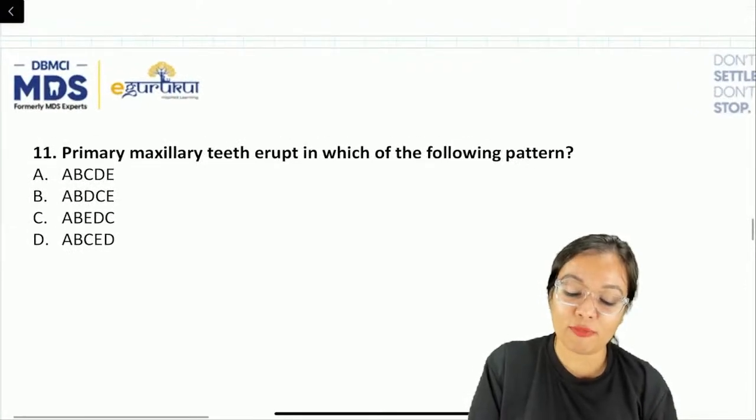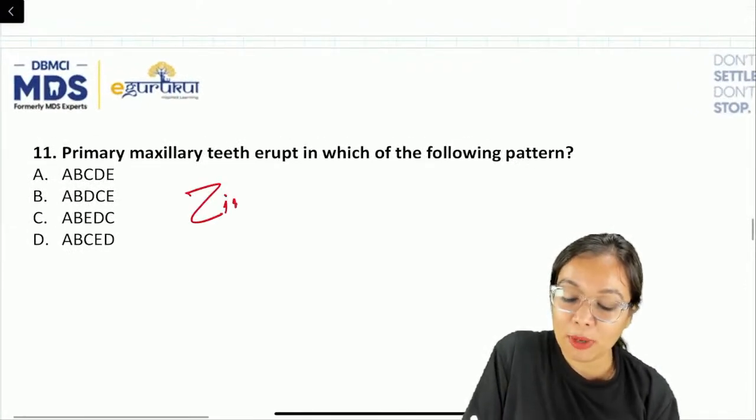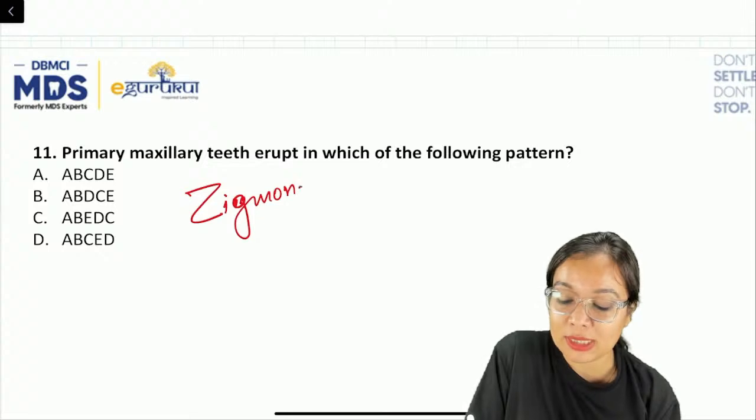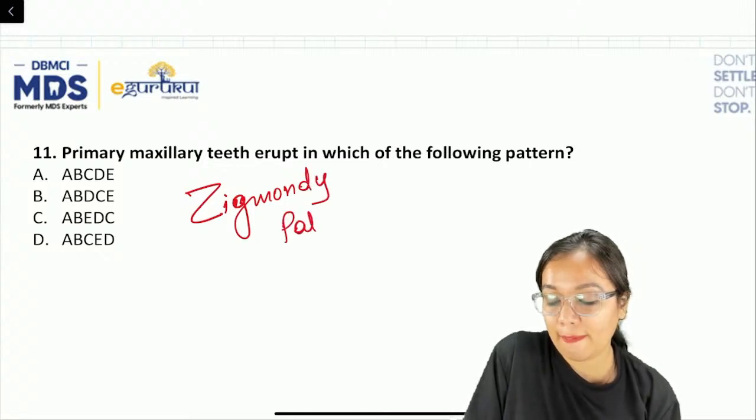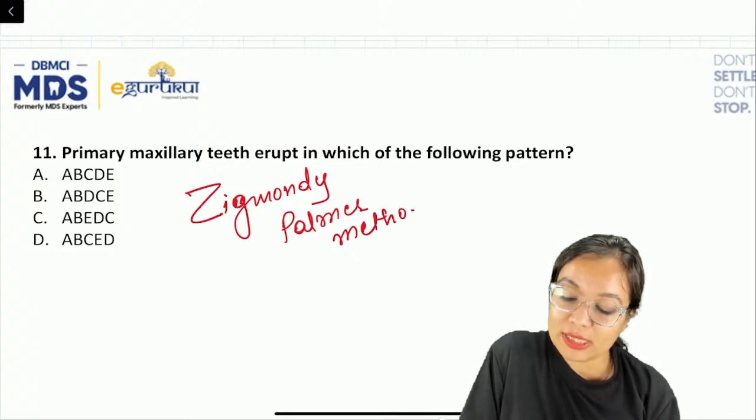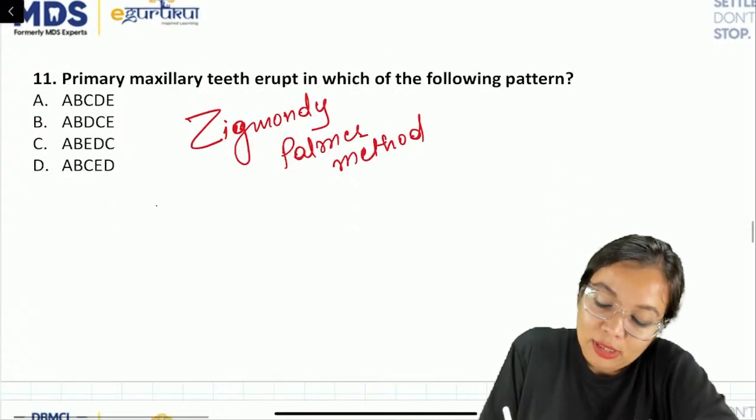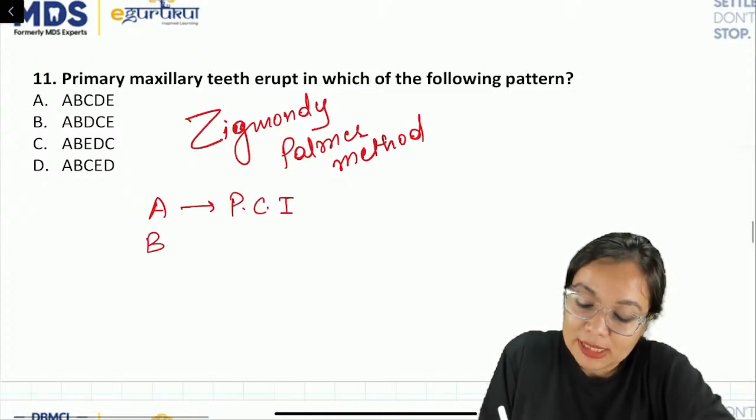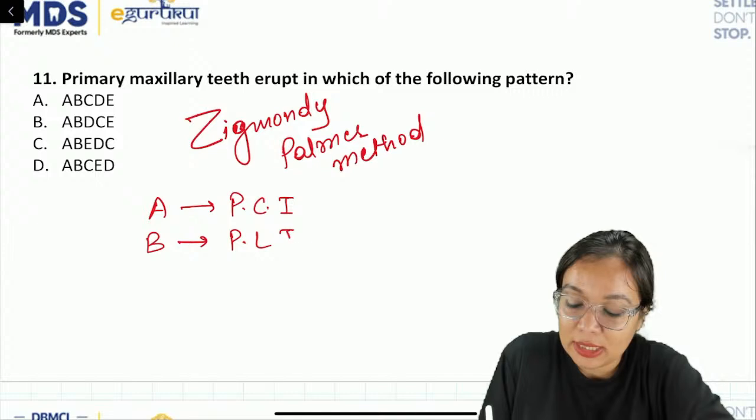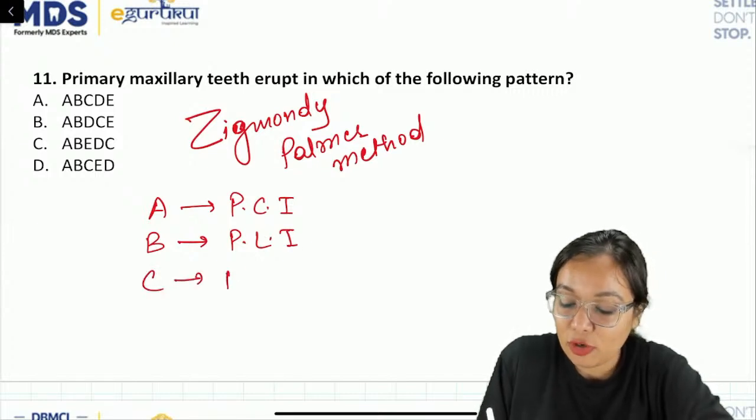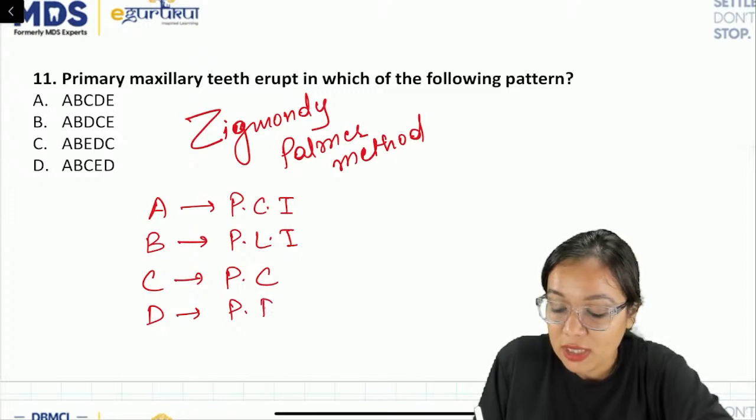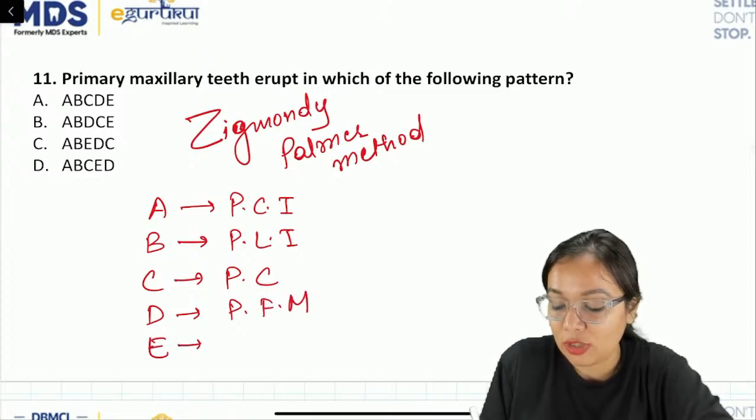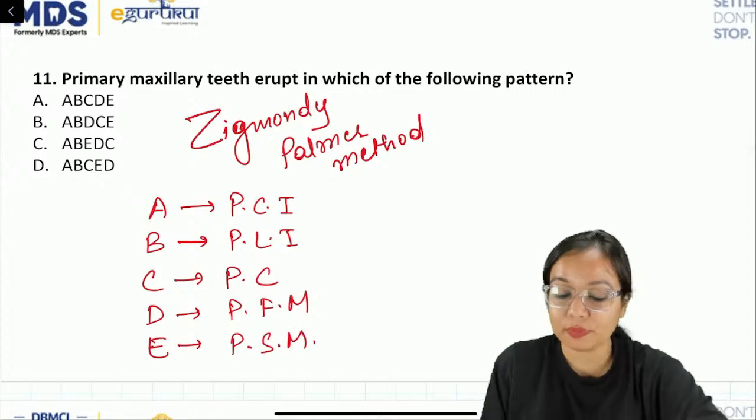So what they have mentioned here is the Zsigmondy-Palmer method of tooth numbering system. Obviously, A will stand for the primary central incisor, B stands for the primary lateral incisor, C stands for primary canine, D stands for primary first molar and E stands for the primary second molar.